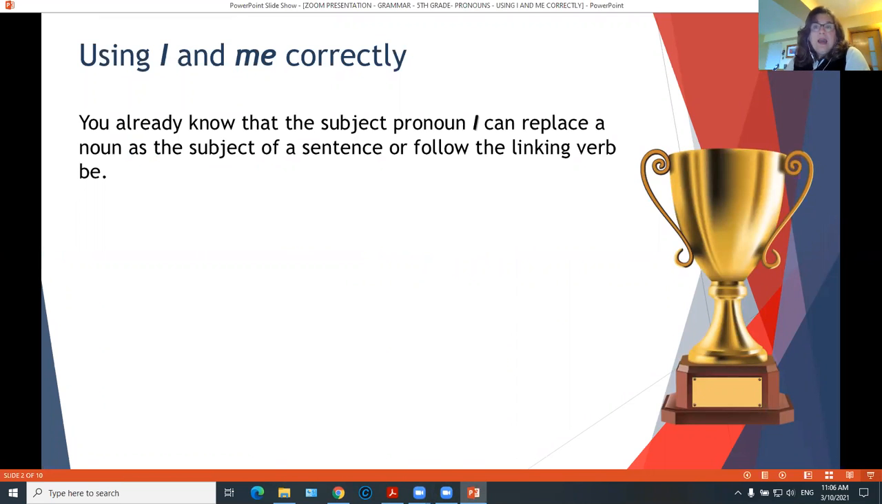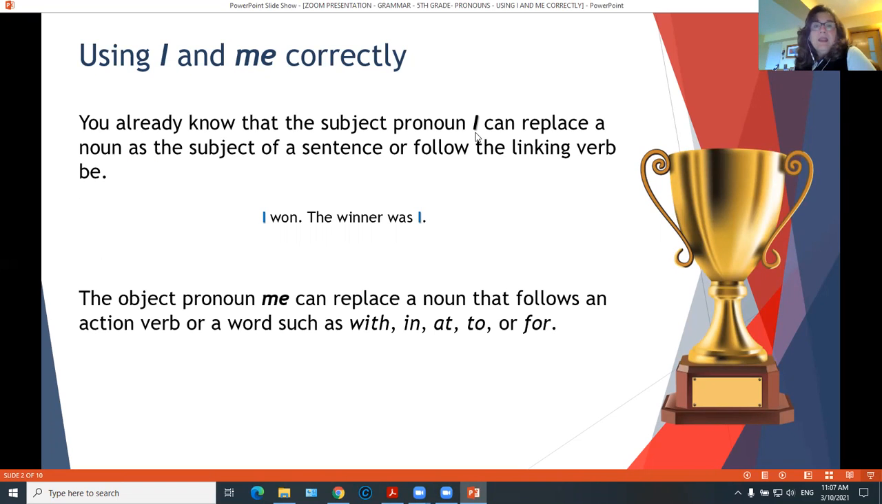You know that the pronoun I can replace a noun as the subject of a sentence or follow the linking verb be. We studied that in our last class. For example, if I say I won, in this case, I is the subject of the sentence. If I say the winner was I, the subject is also I, okay? But we have the hint here, was. We are using the verb be, and after the verb be, we always use I instead of me.